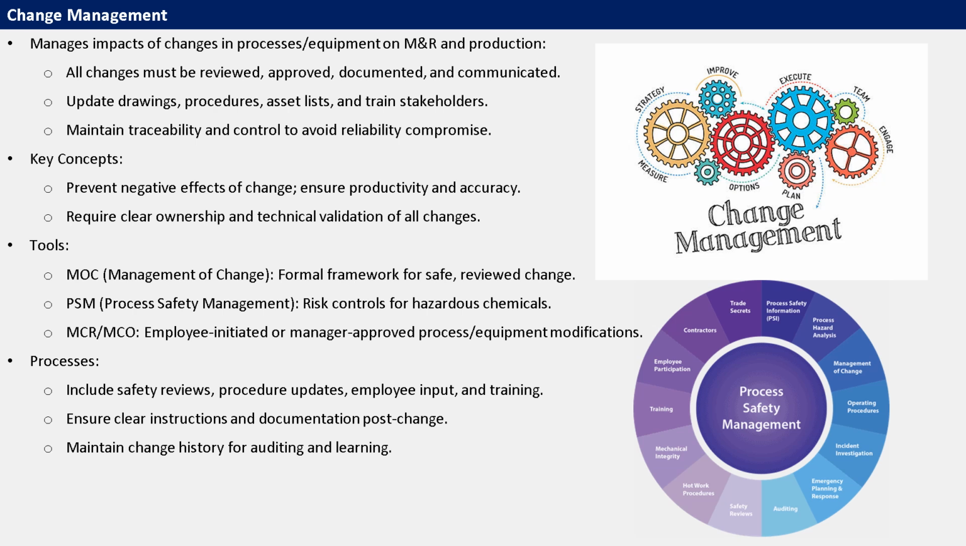Essential updates include drawings, e.g., P&IDs, layout schematics, procedures, SOPs, maintenance tasks, asset lists, e.g., CMMS updates, stakeholder training to align operations and maintenance teams. Control and traceability are maintained to avoid introducing risks or errors into the system. Key concepts. The main objective is to prevent negative consequences, e.g., safety incidents, downtime, equipment failure, due to unapproved or undocumented changes.